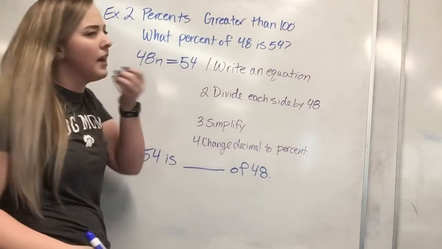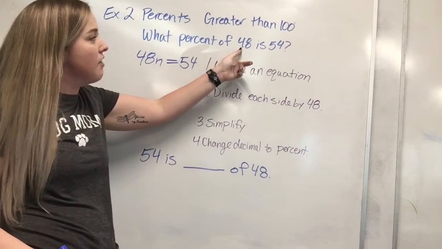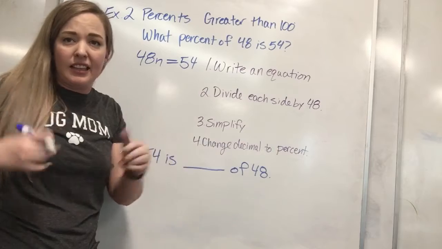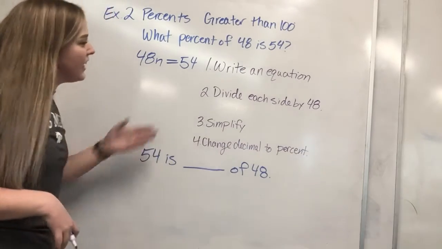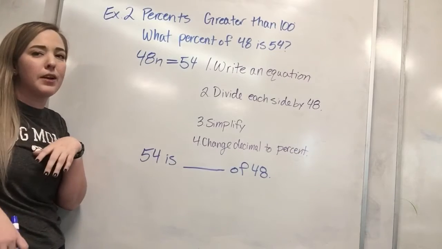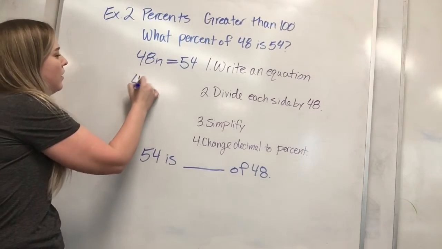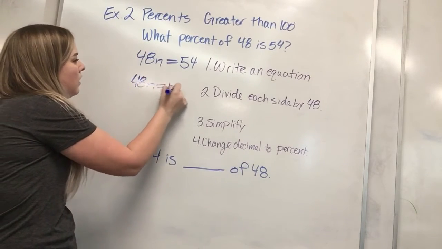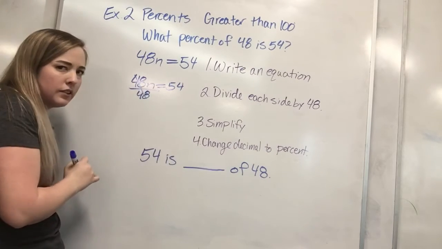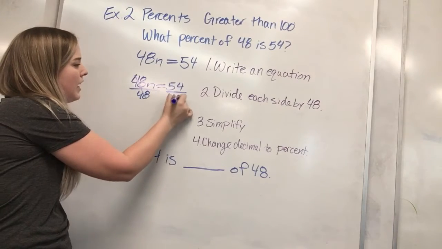Remember how I mentioned that if it's next to "of," that's going to be our whole, and then "is" is going to be the part. It's going to act like that, okay? We're going to divide each side by 48 because we need to balance our equation. We need to get our variable on its own. So divide by 48. We cancel this out. Divide this side by 48.